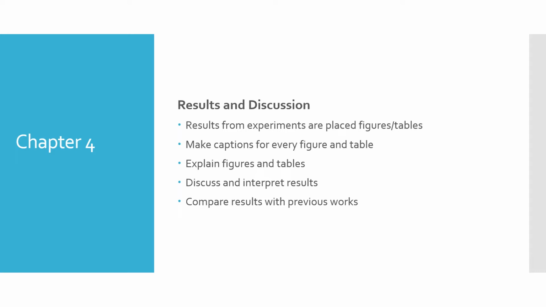Whereas for a table, the caption should be above the table. For example, the first table in chapter 4 is going to be table 4.1. The second table is going to be table 4.2. Let's say for chapter 2 there is a table, the first table in chapter 2 is going to be table 2.1. The first number refers to the chapter.